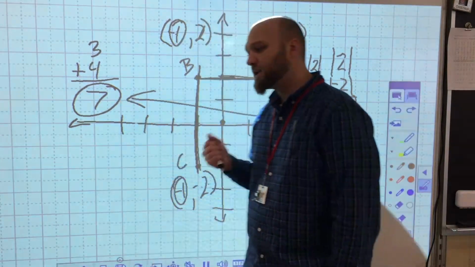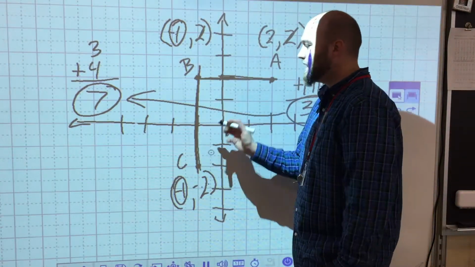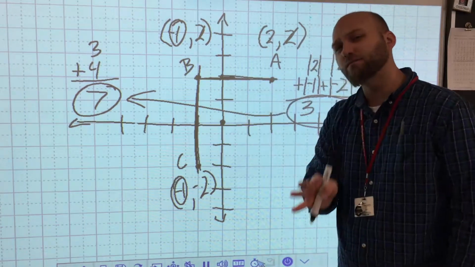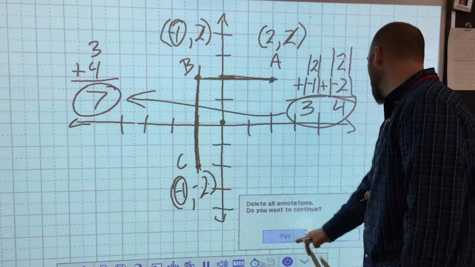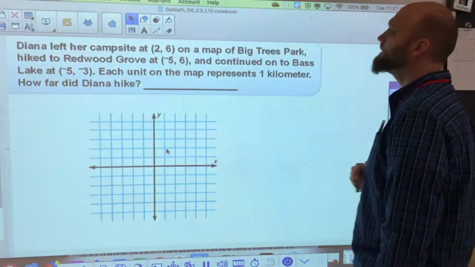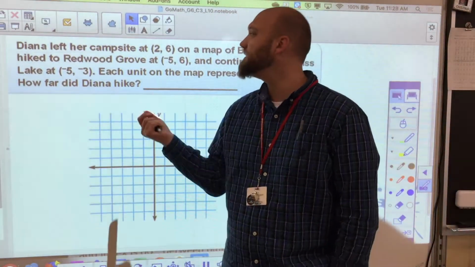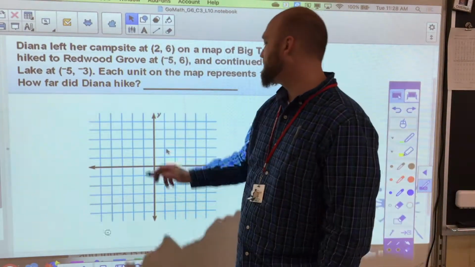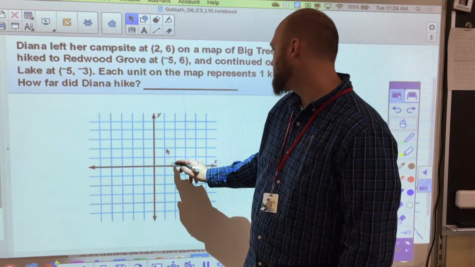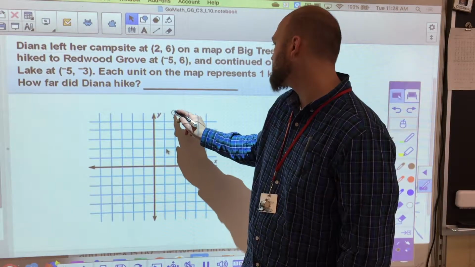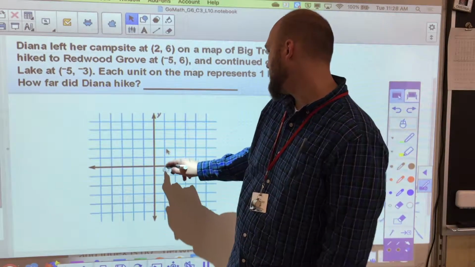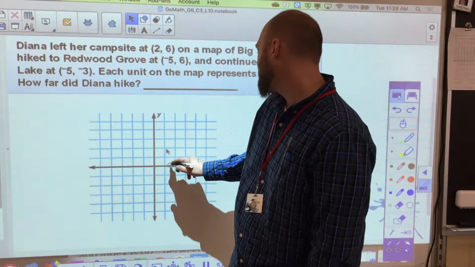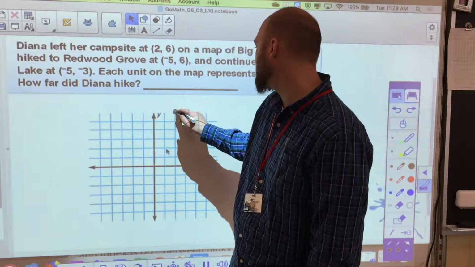So again, coordinate grids moving in a story might involve more than one stop. So let's take a look at one more of these before we move on. And we're gonna talk about Diana. She's gonna leave her campsite at +2, +6. So she's at +2, 1, 2, 3, 4, 5, 6. Well, let's take it at, yep, +2, +6, which is gonna be right here.